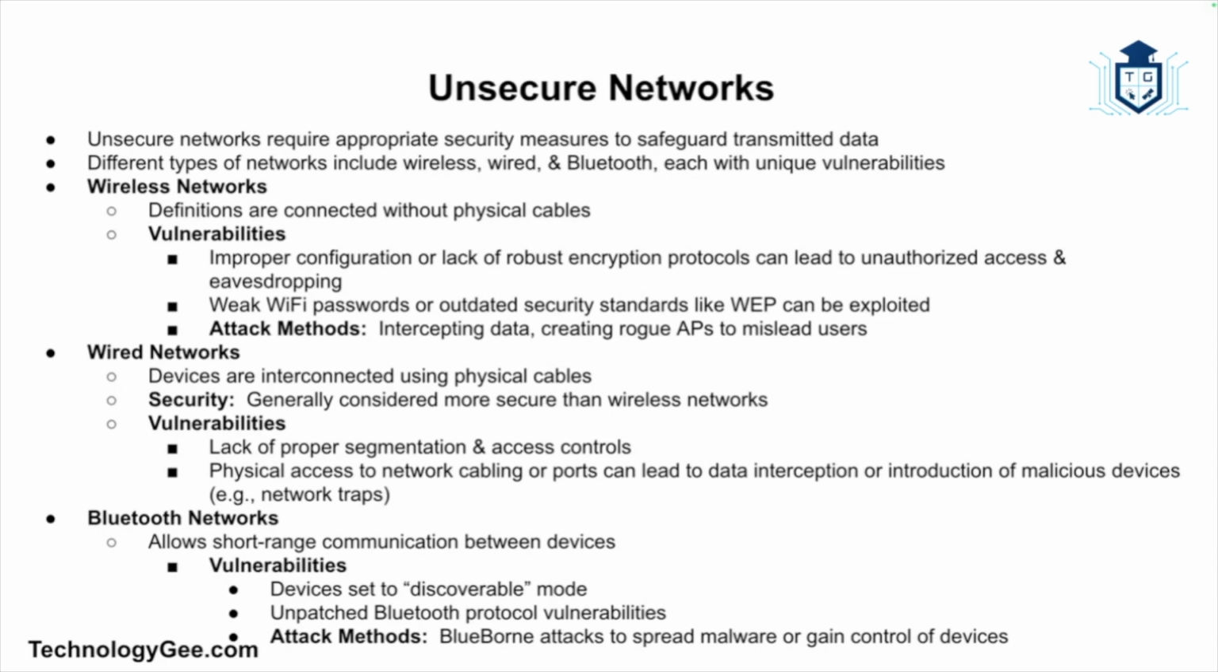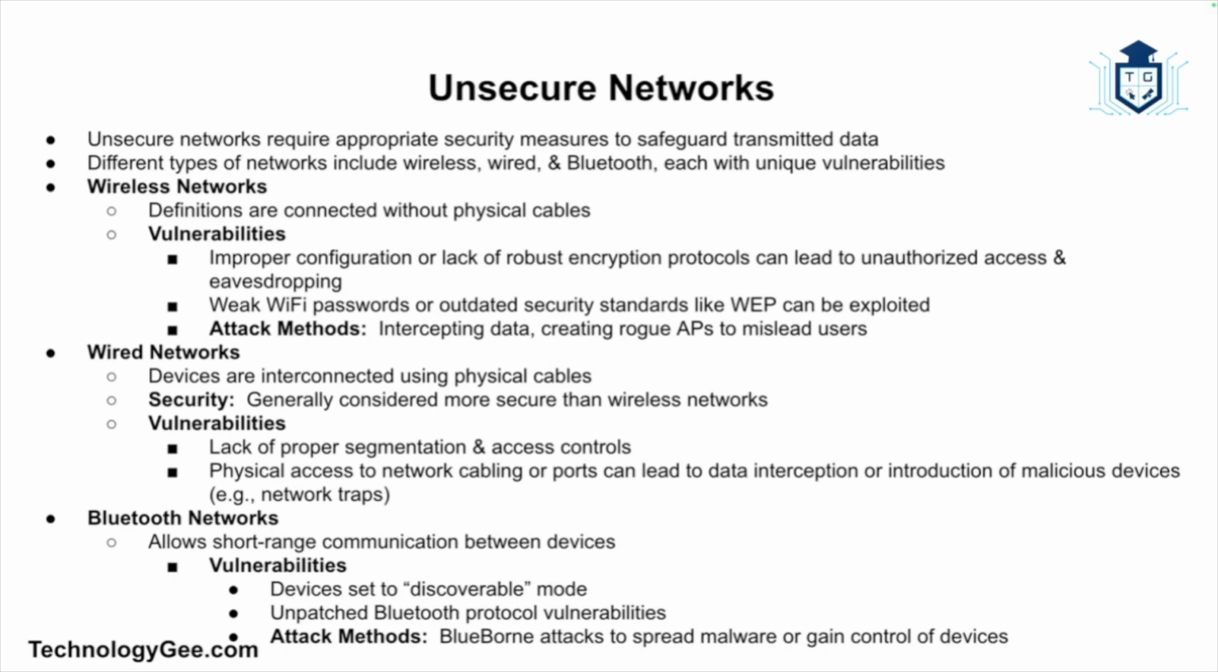So the first one is the wireless network, and this is a network in which devices are connected without physical cables. Wireless networks that are improperly configured or lack robust encryption protocols can be susceptible to unauthorized access and eavesdropping. And attackers might exploit weak Wi-Fi passwords or outdated security standards like WEP to intercept data or create rogue access points to mislead users.